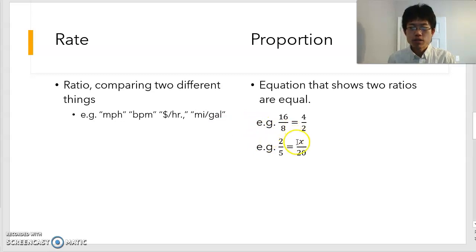Oftentimes, proportions are used in this format where you have to find the unknown number, the x, the y, the a, whatever. 2 over 5 equals how many over 20? You know that the ratio is 2 to 5. Then how much would there be if the other one was 20?